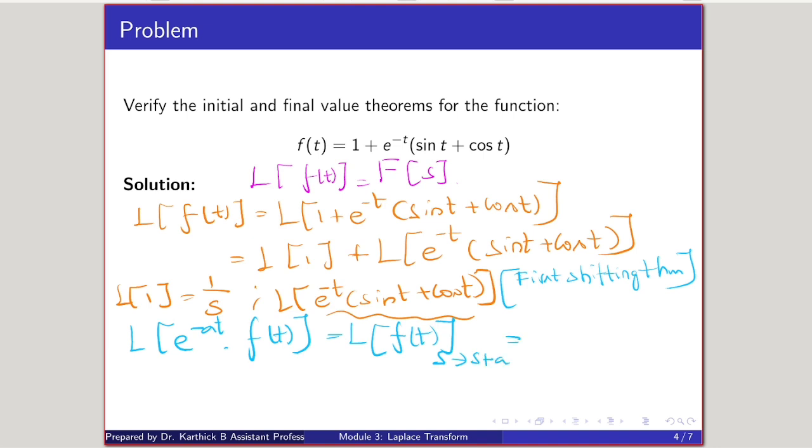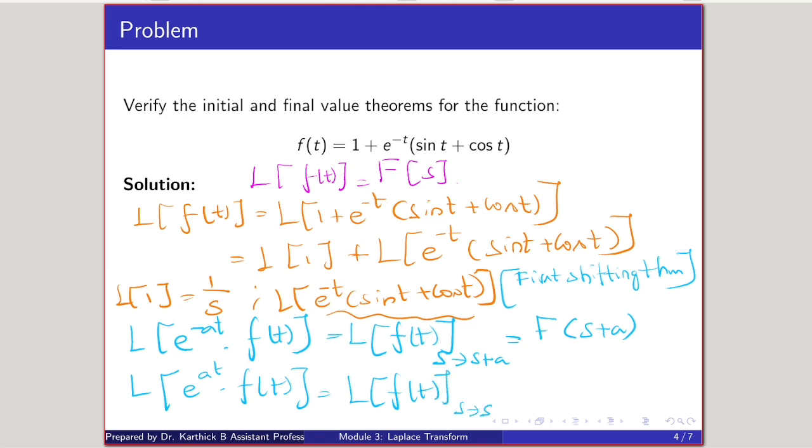We know that Laplace of f of t will be capital F of s, and we have to substitute s equal to s plus a. So finally it will be F of s plus a. There is another form: Laplace of e power at f of t will be equal to Laplace of f of t where s goes to s minus a. We say F of s minus a. Here we have e power minus t, and f of t will be sin t plus cos t. Since it is minus a, we have to follow this term.